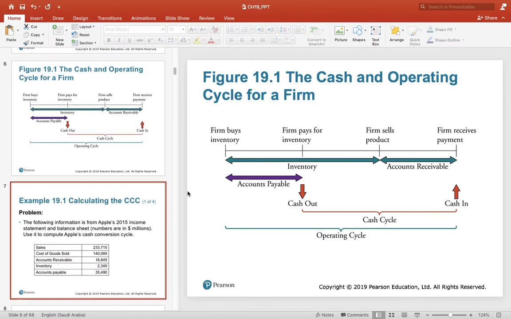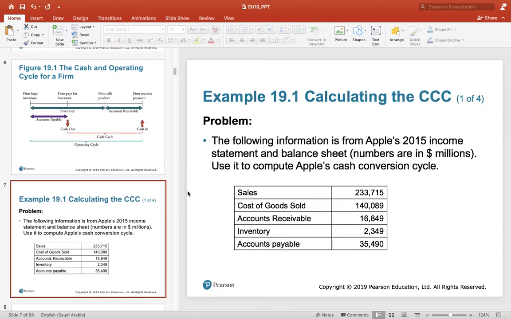We will use these formulas to calculate the conversion cycle for Apple Incorporated. The sales of Apple in 2015 is 233,715 million. Cost of goods sold is 140,089 million. Receivables are 16,849 million, inventory 2,349 million, and payables 35,490 million.